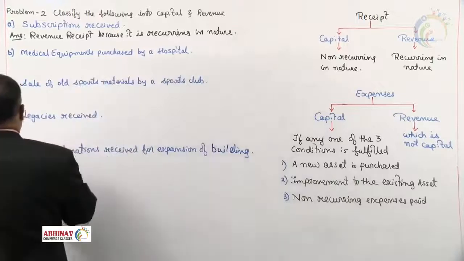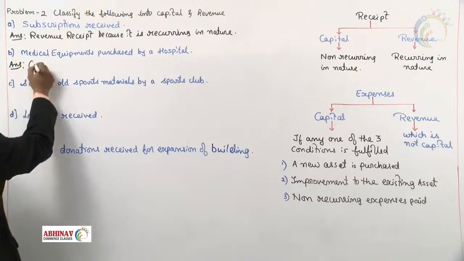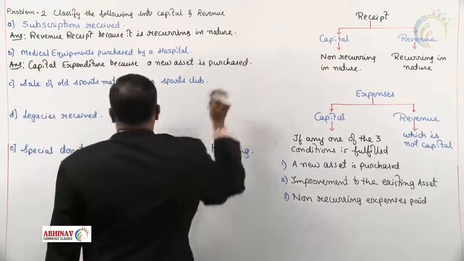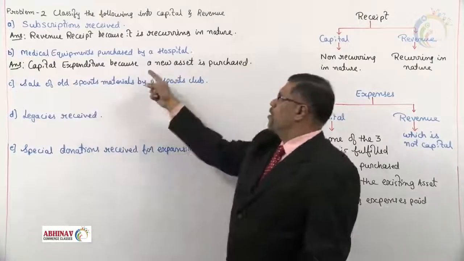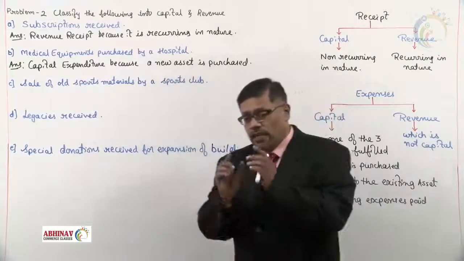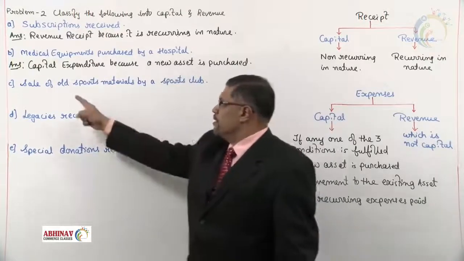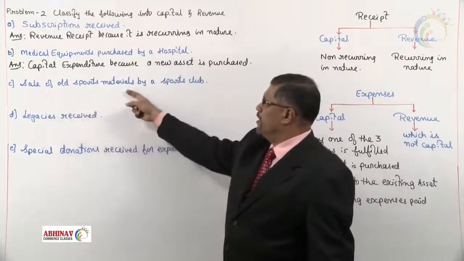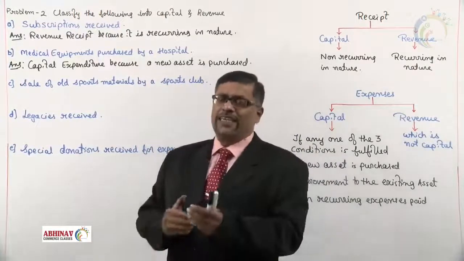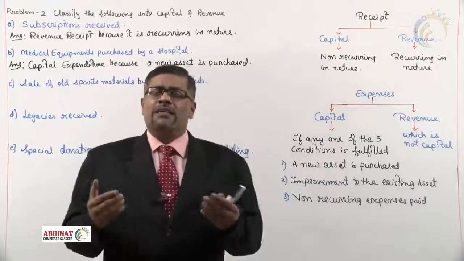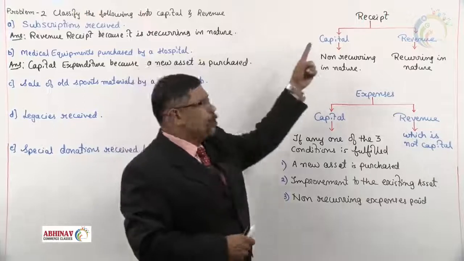Here, the answer. It's a capital expenditure because a new asset is purchased. Write down what it is and the reason for that. Sale of old sports material by a sports club. The sports club is selling the old sports material. When they sell it, they are going to earn income. So that's going to be a receipt.